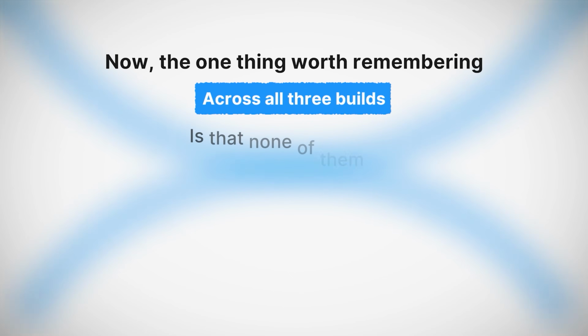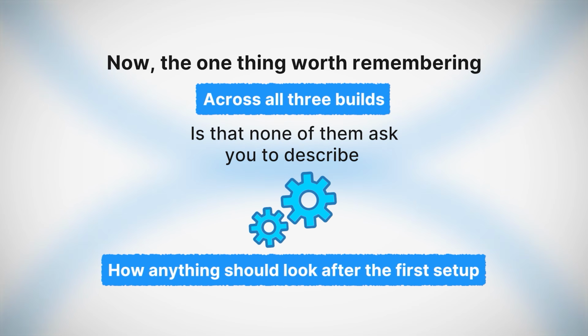And that is the full picture. A design system built once and reused across a board pack, a self-adapting variance tool, and a 7-page executive dashboard, all carrying the same branding without repeating a single styling instruction. Now, the one thing worth remembering across all 3 builds is that none of them ask you to describe how anything should look after the first setup. That work happens once inside the design system, and every project after it just inherits it.